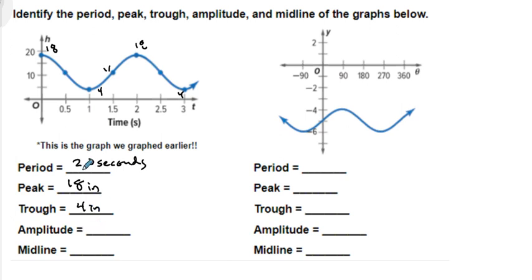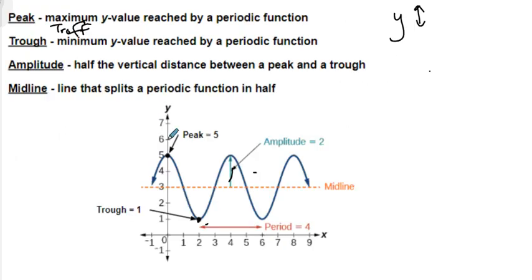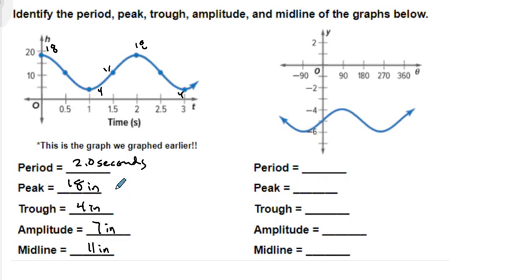Your amplitude is, well, 18 to 4 is 14 inches, and we cut that in half, so our amplitude is 7 inches. That's the distance from either the peak or the trough to the midline, and our midline is at 11 inches. If we wanted to be technical, we could say it's y equals 11, but I think we understand what we mean when we say 11 inches. All right, let's take a look at another one.